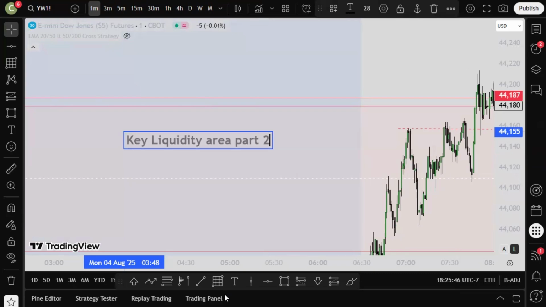In today's video, I'm going to show you a few more key liquidity points, and I'm going to show you how to avoid entry traps that fail. There are 2 good examples today that I saw. So let's dive right into this right away.